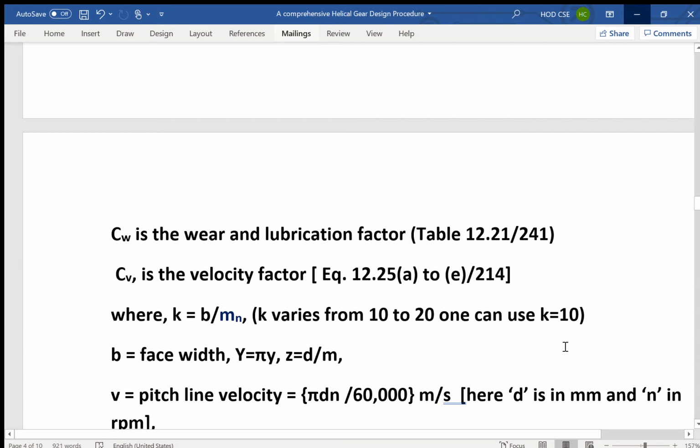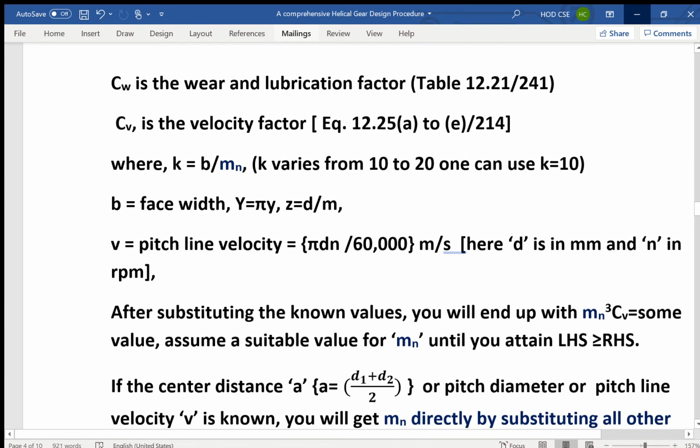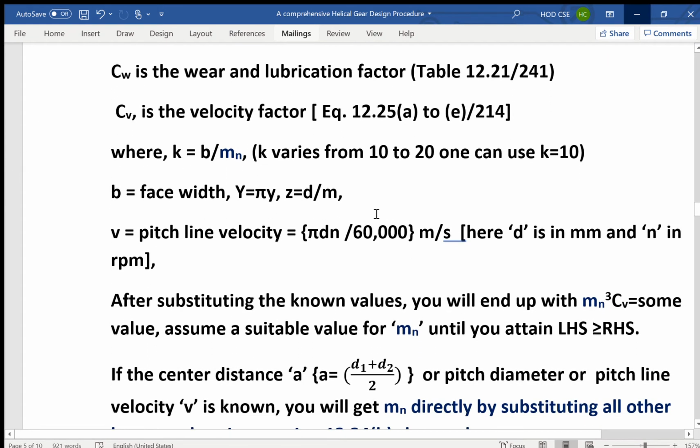Similar to our spur gears, b, as I mentioned, is face width, capital Y is pi into y, and Z is d by m. V is the pitch line velocity, equal to pi d n by 60,000 meter per second, where d is in mm and n in rpm.